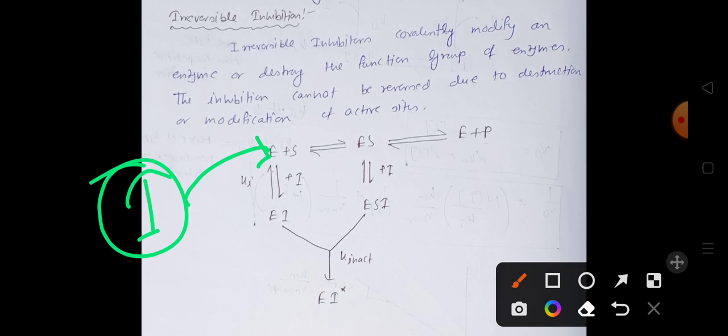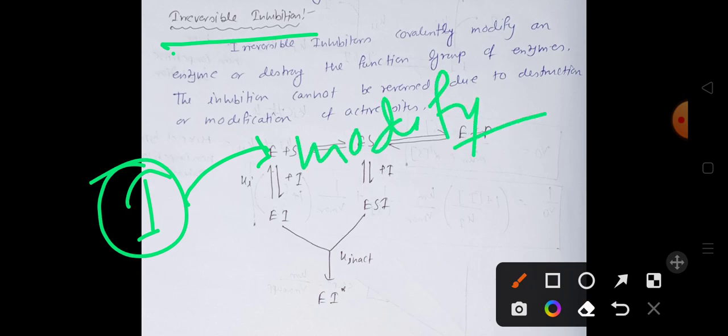Okay, and that is the reason why we call it irreversible inhibition, because here it will covalently modify the enzyme, or it will destroy the active site present on that particular enzyme, or the various important functional groups present at the active site of the enzyme.